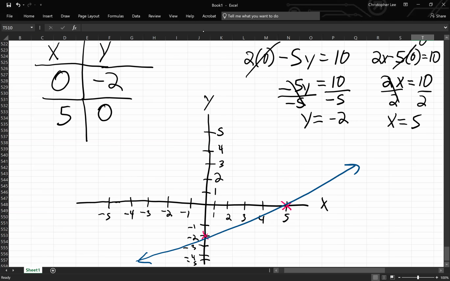So the line right here, that blue line, is a solution to every single possible answer for that equation, right? So what was the equation again? 2x minus 5y equals 10. This is every solution to it, the blue line, right? The pink stars are two solutions that we found easily, right? And then that's it.